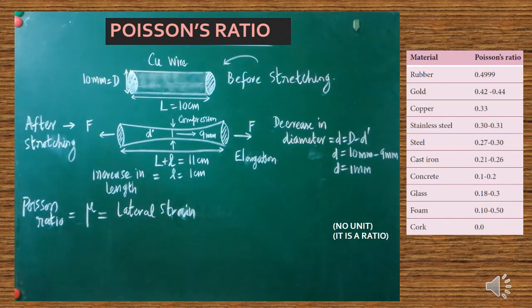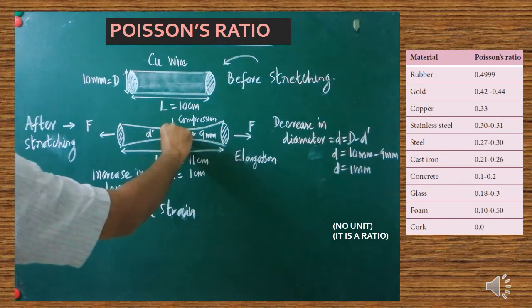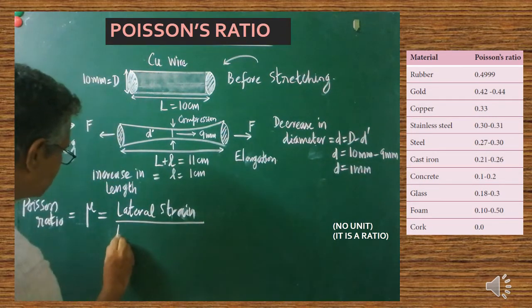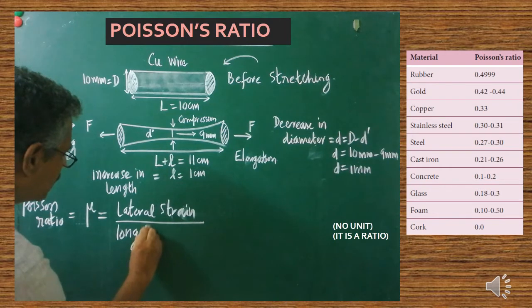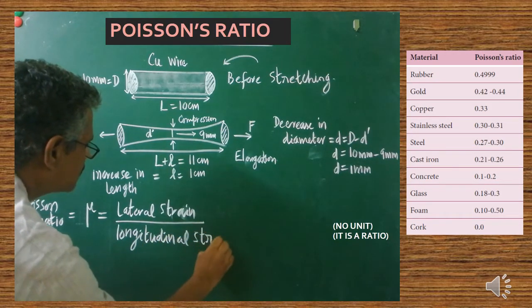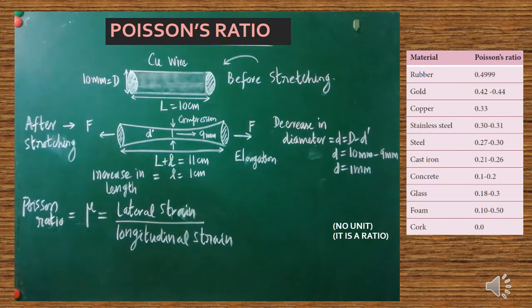Lateral strain means which one? This strain is called lateral strain. Lateral strain is due to compression. Whole divided by longitudinal strain. So two things are to be calculated: one is lateral strain and the other is longitudinal strain. Are you clear? In between these two, we have to find the ratio. Understood? Lateral strain to be divided by longitudinal strain. If you calculate the ratio between these two, you will get the Poisson ratio mu.